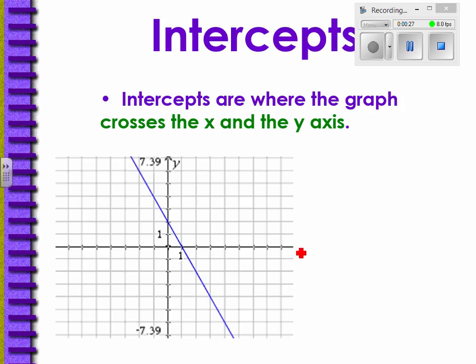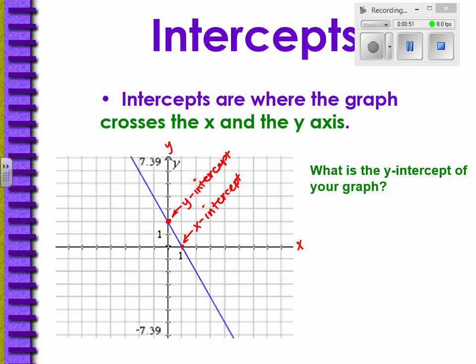So we have on every coordinate grid an x-axis and a y-axis. The point where your line crosses your x-axis is your x-intercept. And the point where your graph crosses your y-axis is your y-intercept. So in this example, if we were asked to find the y-intercept of our graph, we would look at where our line is crossing the y-axis.